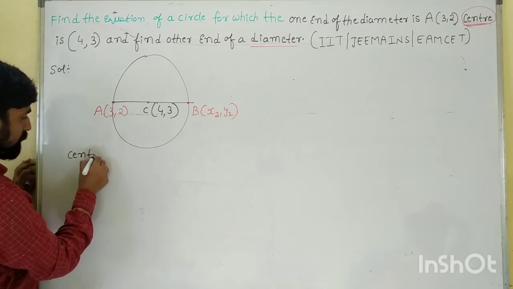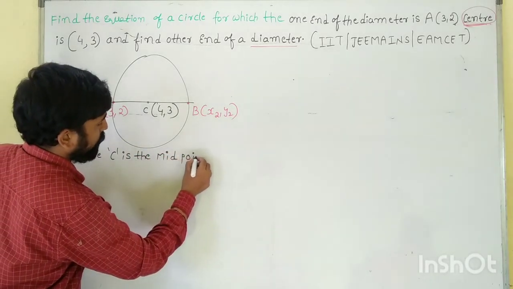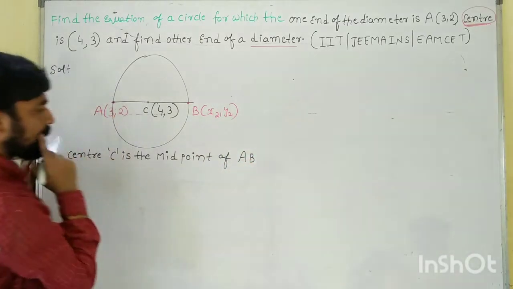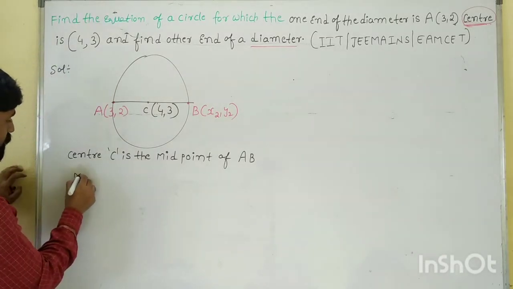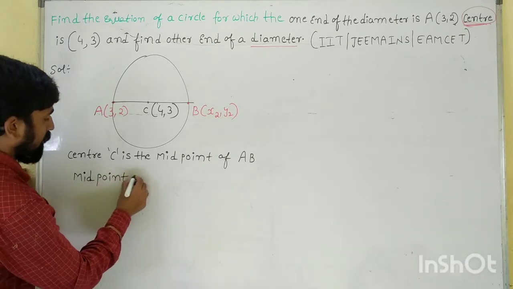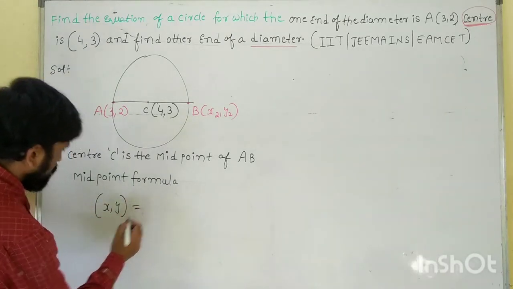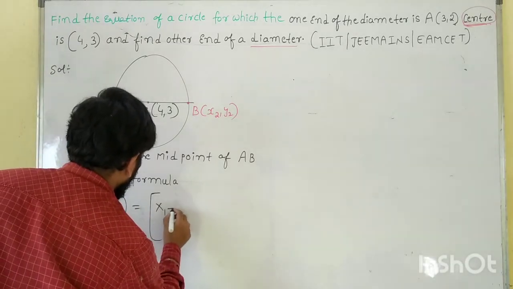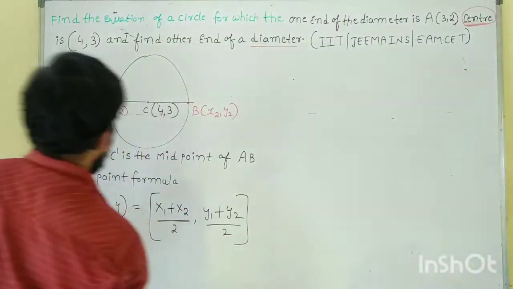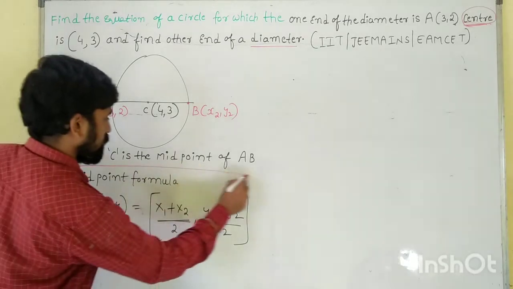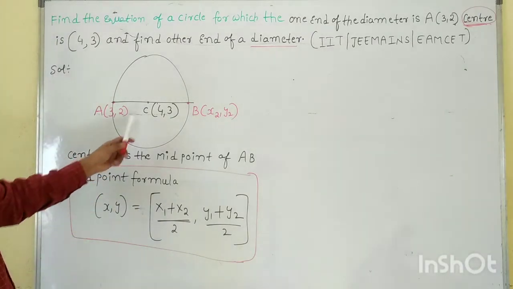The center C is the midpoint of AB. So, what is the midpoint formula? The center is the midpoint. The midpoint formula is x comma y equals x1 plus x2 by 2 comma y1 plus y2 by 2. Here x comma y is the center.